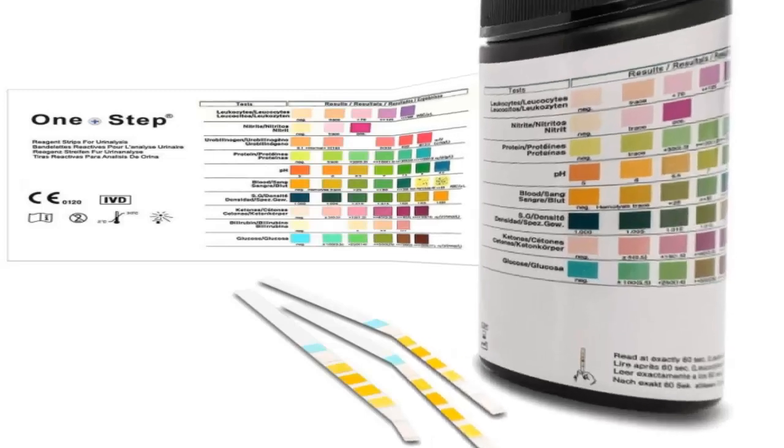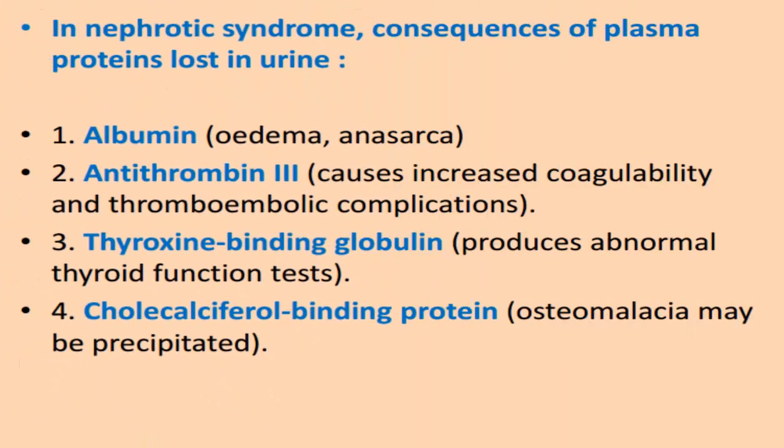Now, in nephrotic syndrome, many plasma proteins are lost other than albumin, and these are the consequences of plasma proteins lost in urine. The most important plasma protein is albumin, and loss of albumin leads to edema and anasarca. Number 2 is antithrombin 3. Loss of antithrombin 3 causes increased coagulability and thromboembolic complications.